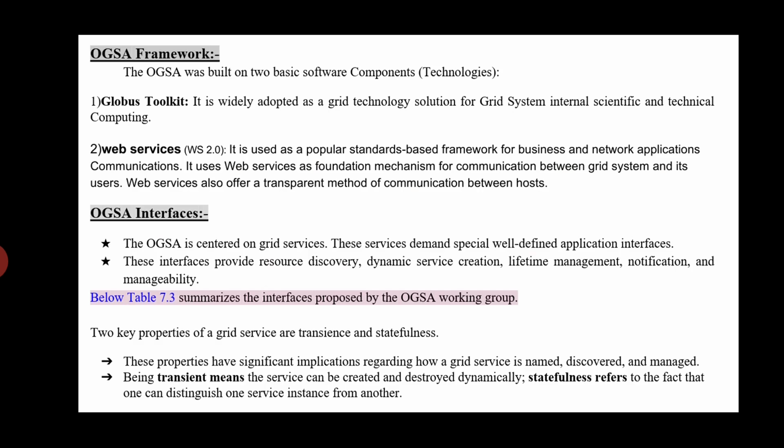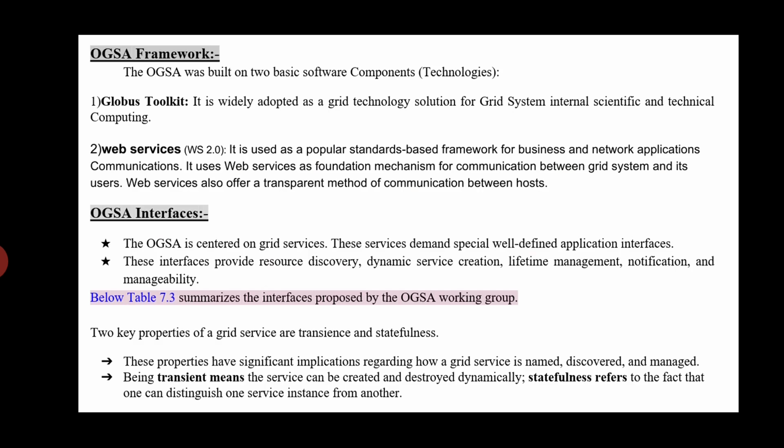The web services support the communication between the grid system and its users. Here the process is how the grid system communicates with its users. The web services also offer a transparent method of communication between hosts. That is what web services are.